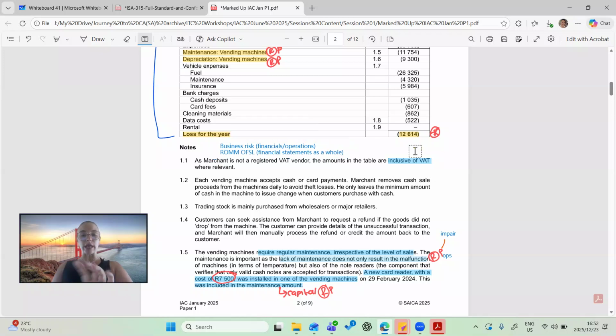So let's take this loss, for example. How are we going to word this as a business risk? The entity is loss-making and thus may not be a going concern. That is the business risk element. What is the ROMM element? So we need a trigger: the entity is loss-making. This creates a risk that the going concern assumption is applied inappropriately. Do you see that difference?